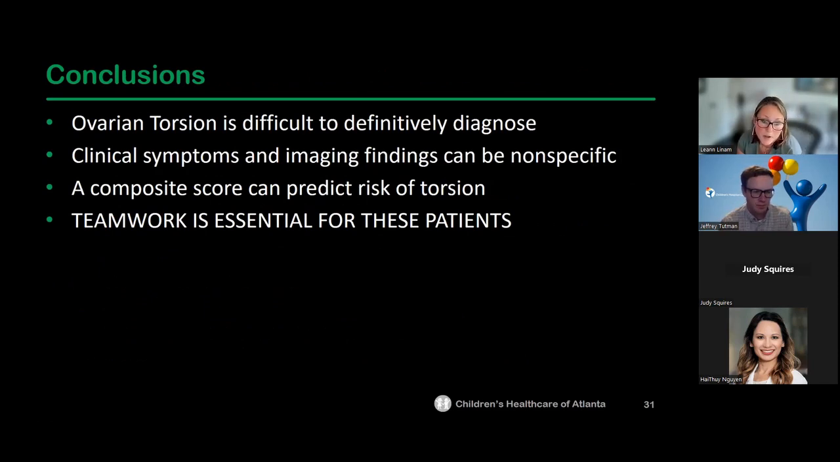So bottom line is that ovarian torsion is difficult to definitively diagnose. Clinical symptoms and imaging findings can be nonspecific, but when you combine the clinical and imaging findings and use a composite score, that can predict the risk of torsion. But really, in the setting of torsion, teamwork is essential. You've got to communicate with your emergency physicians and surgeons. So that is all I have.